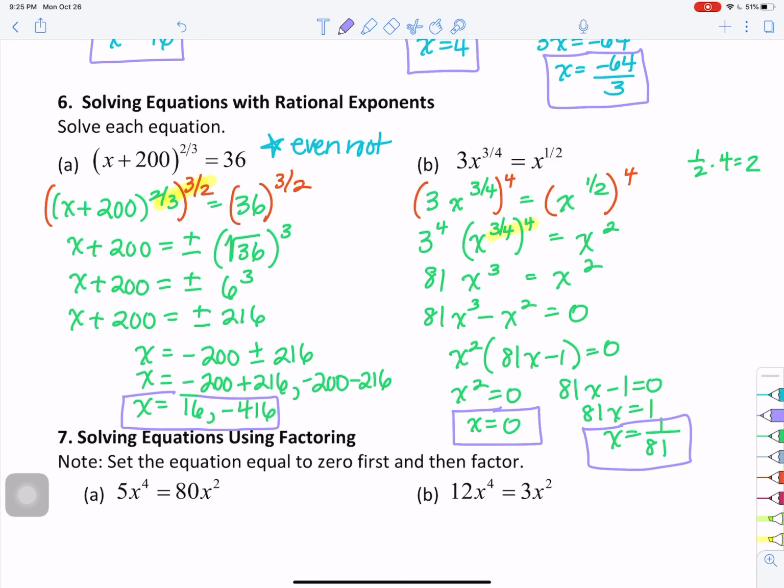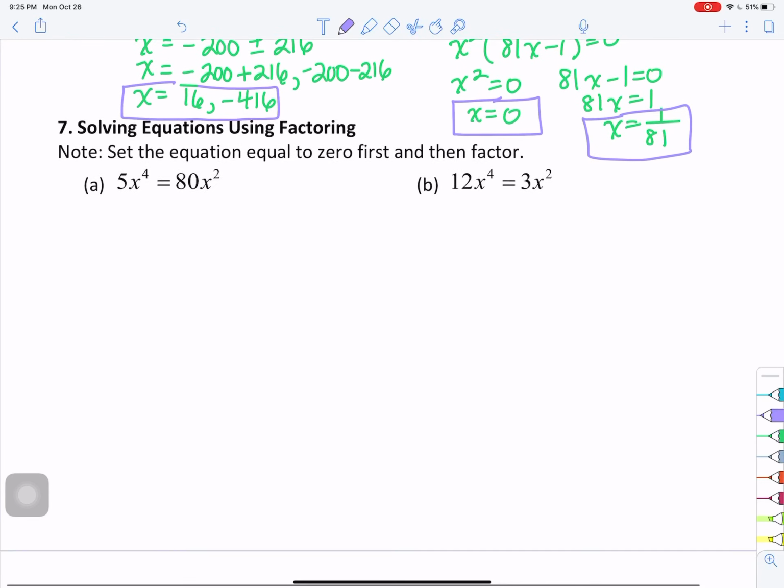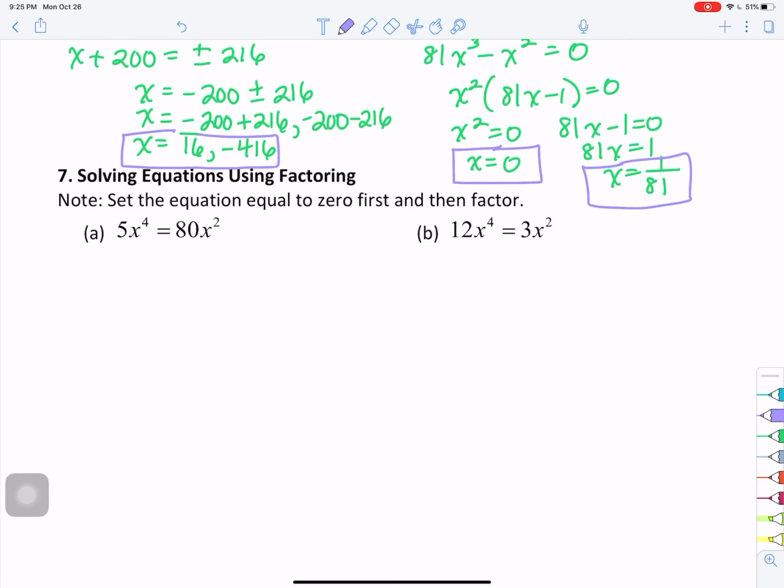Okay, now let's look at these last two problems, which are solving equations using factoring. And we just did that twice so far in this lesson. So the big deal is you cannot divide both of these sides by x squared. You can't divide by a variable. What if that variable was equal to 0? What if x equals 0? So you're not allowed to divide. It would make it undefined if you did.